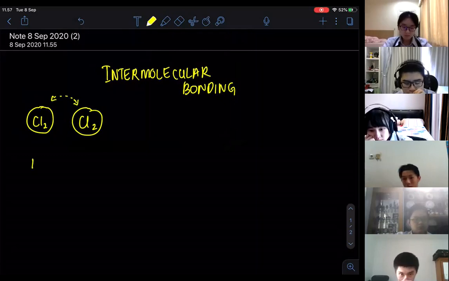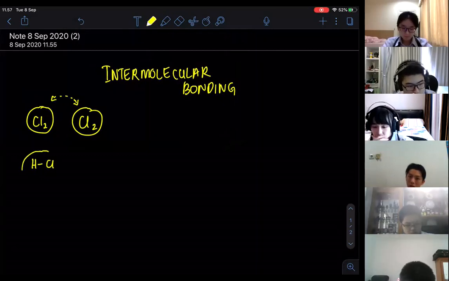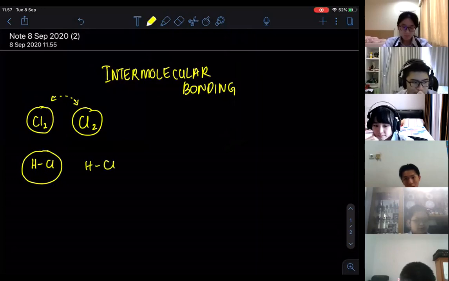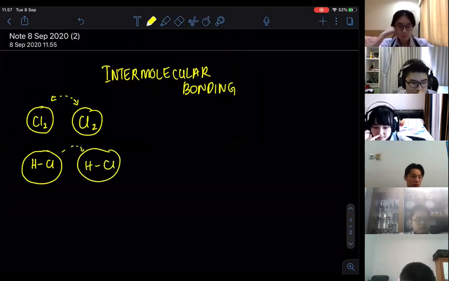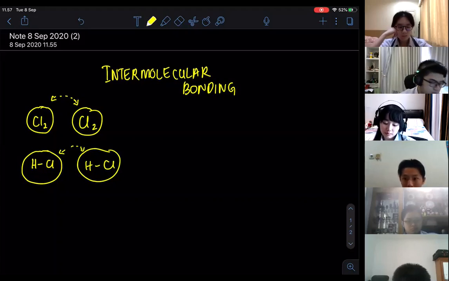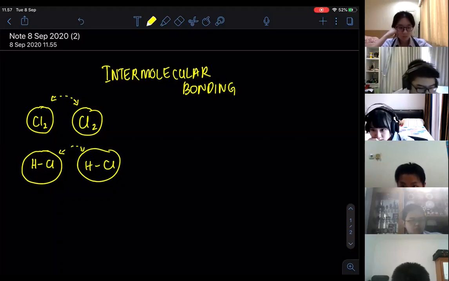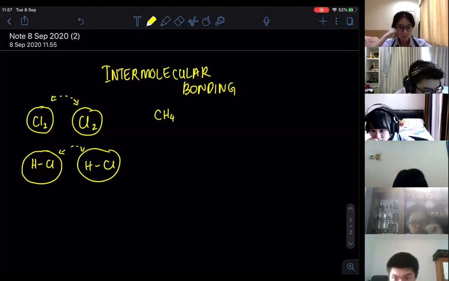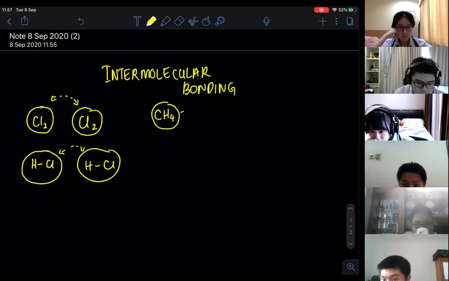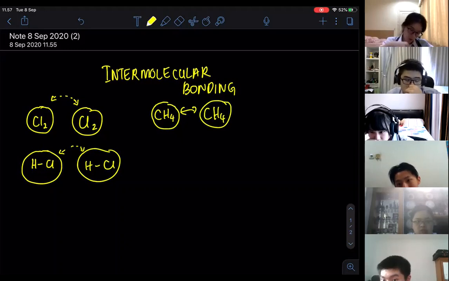If you have HCl with HCl, of course I know that the bonding within each molecule is covalent bonding. But what happens if I have HCl and HCl? What type of bonding can actually exist between HCl and HCl? So intermolecular bonding is the bonding between molecules. For example, if you have CH4, what is the bonding between CH4 and another CH4? We will identify that.